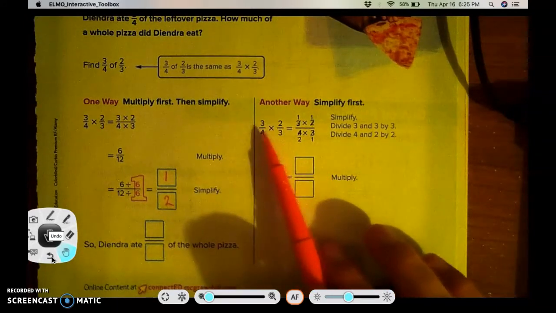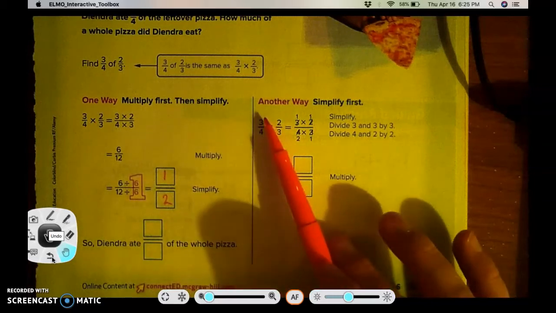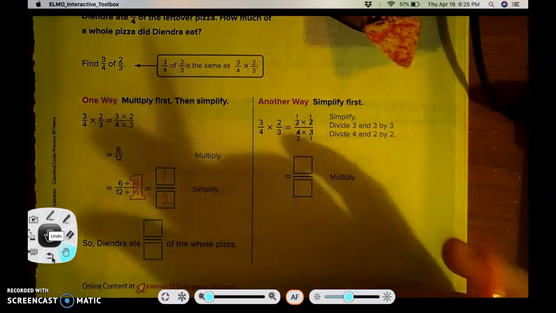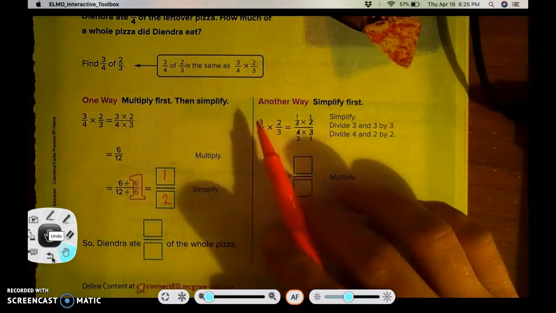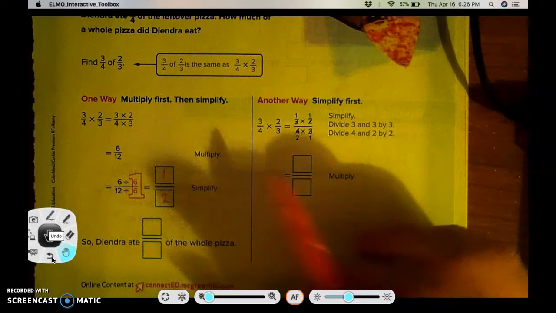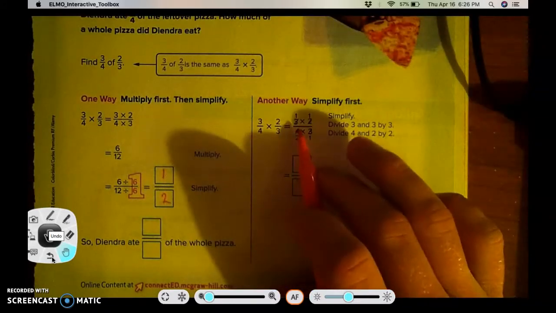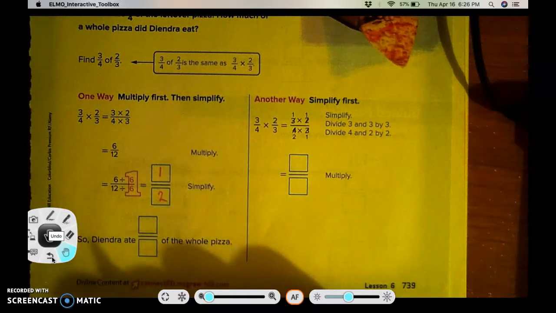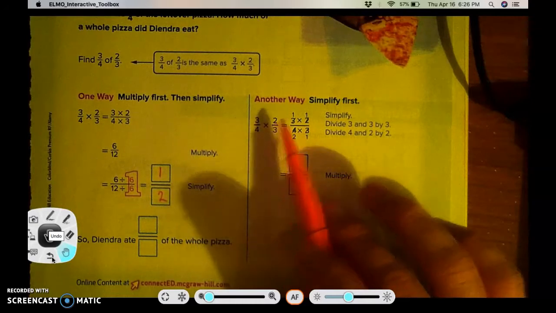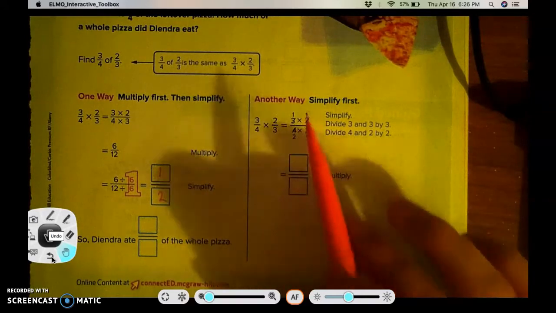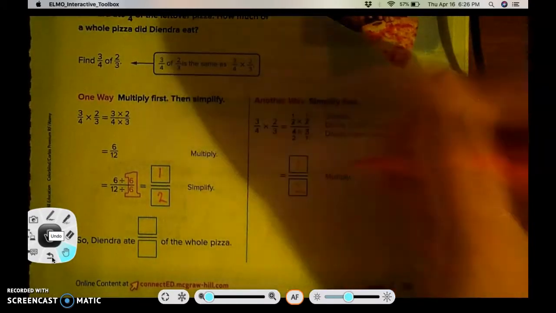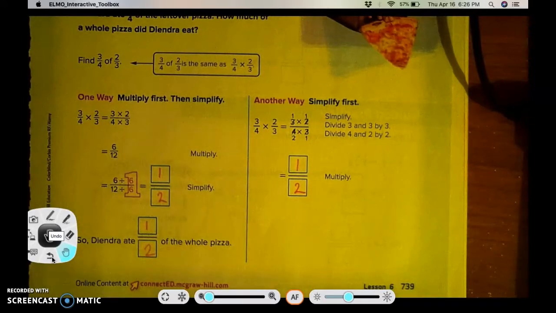Again, this line here and here means to divide. So if we have a 3 and 3, we can divide by 3. A better way of saying that is to look and see, is there a greatest common factor between any of these numbers? So again, 3 and 3, we can reduce those both. They cross them out to give them 1 because we can divide both of them by 3. 2 and 4 have a common factor of 2, so we can divide them both by 2. So they divided them both by 2 to get 1 and 2. And then they had their already simplified answer. So Deandra ate half of the whole pizza.